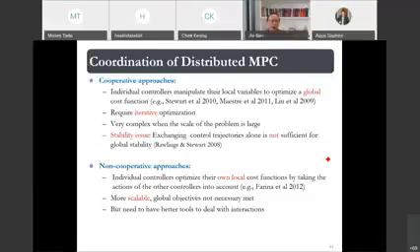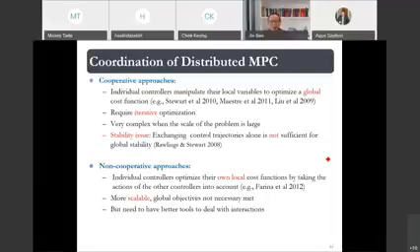Another issue would be the stability issue, because exchanging the control trajectories alone is not sufficient to ensure global stability. That was reported by Lawrence and Stewart in a 2008 paper.